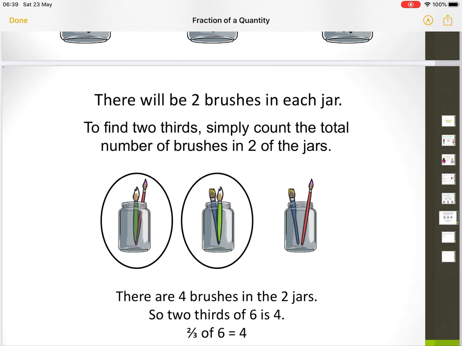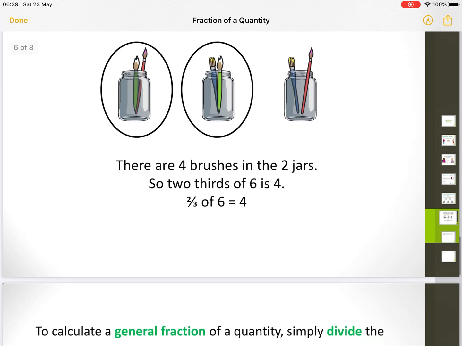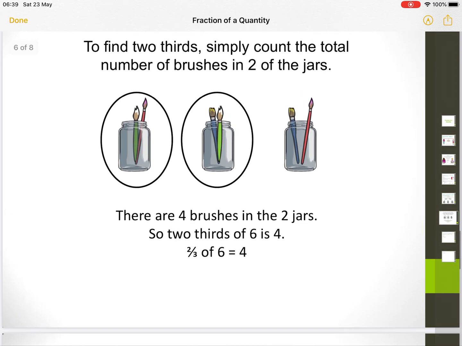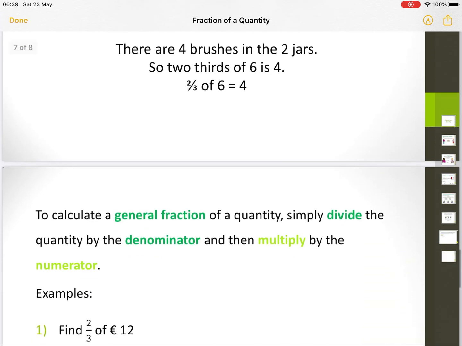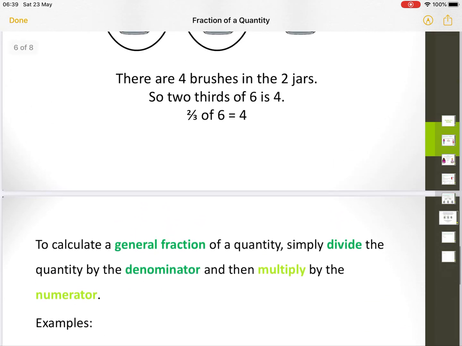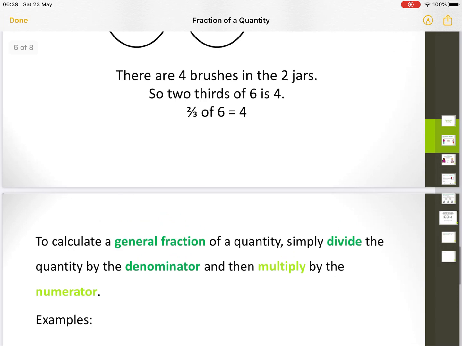If I need to find 2/3, I simply count the total number of brushes in 2 of the jars, because it's 2 out of 3. So there are in all 4 brushes in the 2 jars. So 2/3 of 6 is 4. Let's work it out.